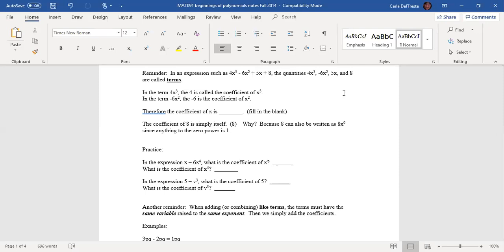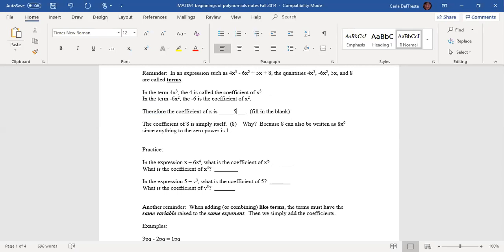So the numbers in front of the variables are called coefficients. So in the term 4x to the third, 4 is the coefficient on x to the third. And in the term negative 6x squared, negative 6 is the coefficient on x squared. So let's fill in the blank. Therefore, the coefficient on x is, well, what's the number in front of the x term? If I look up here, the x term is 5x, and so 5 is the coefficient. The coefficient on 8 is itself. So the coefficient on a constant term is itself.